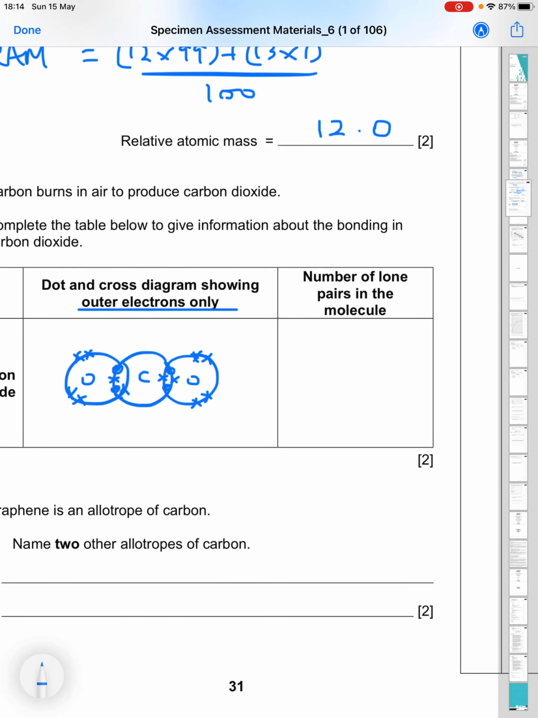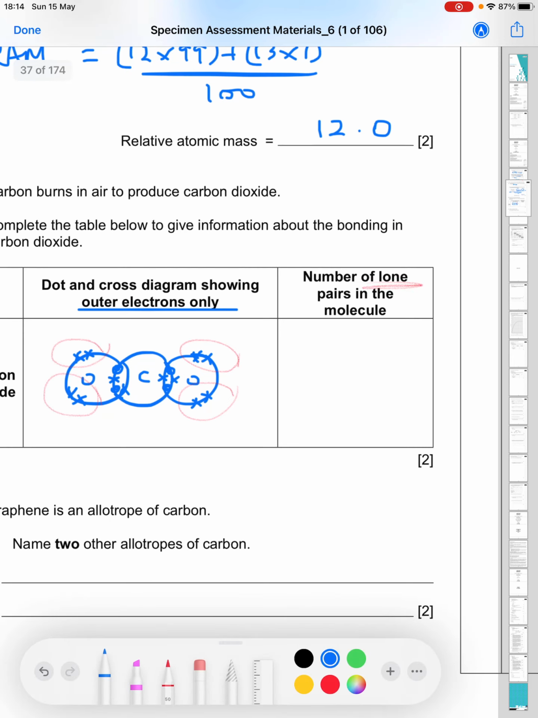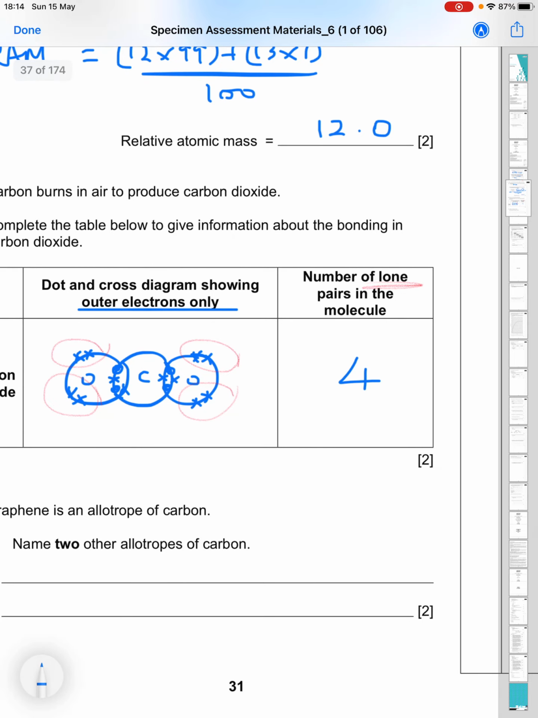And then the number of lone pairs in the molecule. So you see here 1, 2, 3, 4. It's asking for lone pairs, not pairs or bonding pairs. So the answer there is 4.